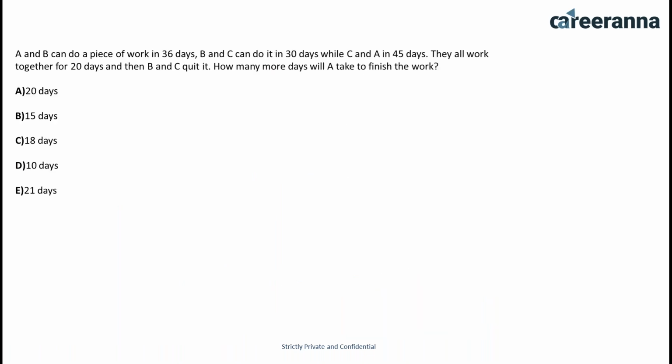A and B can do a piece of work in 36 days. B and C can do it in 30 days, while C and A in 45 days. They all work together for 20 days and then B and C quit. How many more days will A take to finish the work?